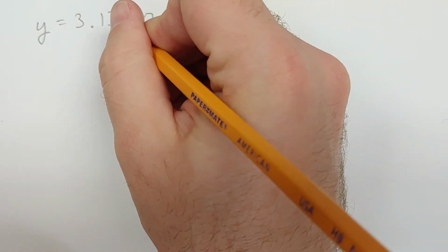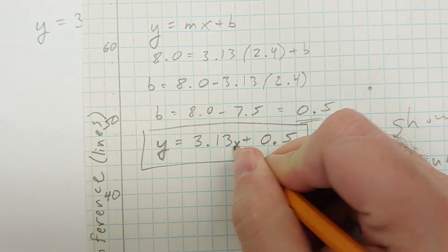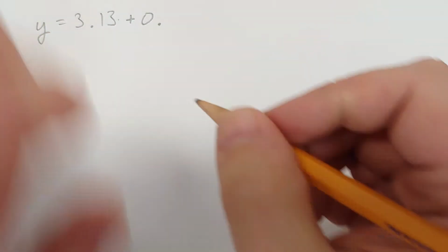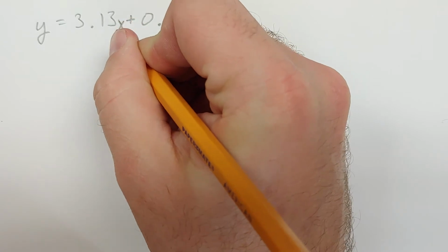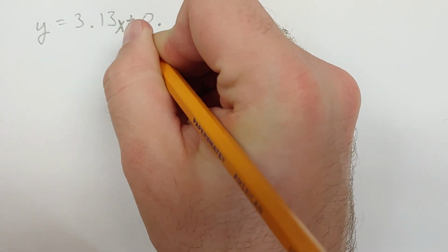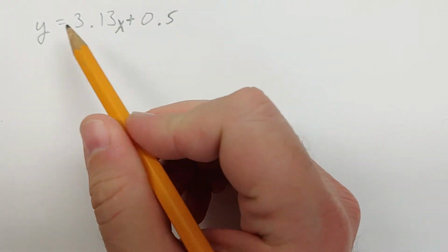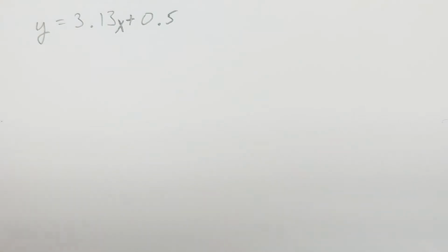Oops, I see my mistake. It should be 3.13x. Y equals 3.13x plus 0.5. And now what we want to do is figure out what this is actually telling us. What is the significance of all of this stuff?